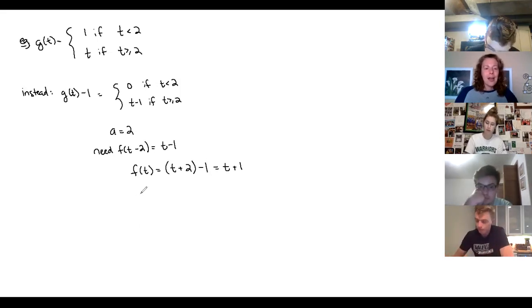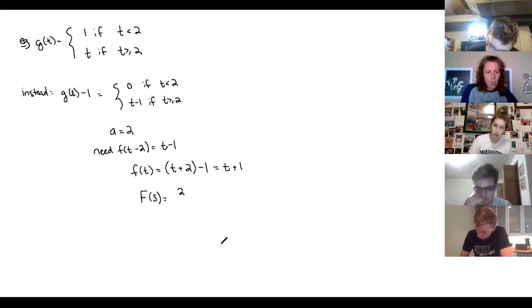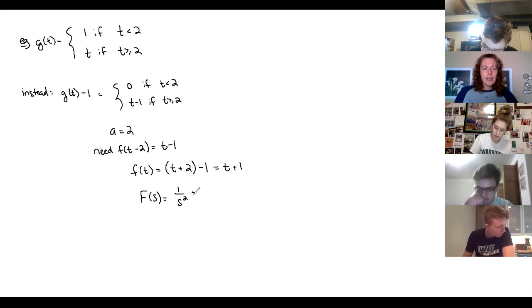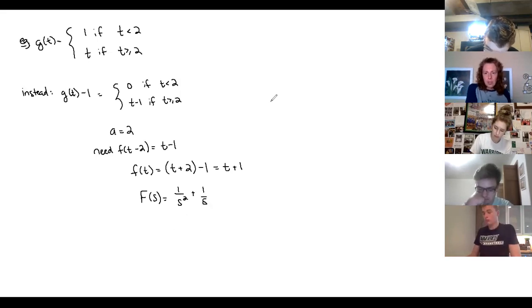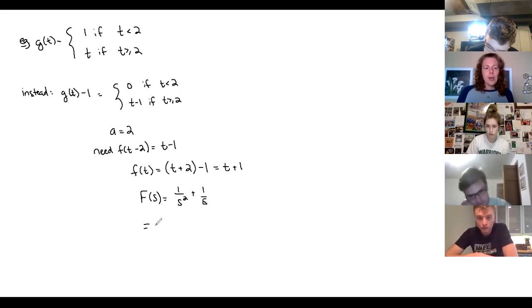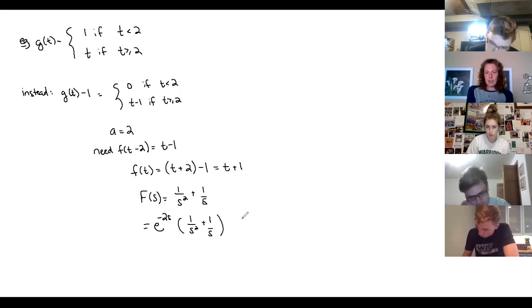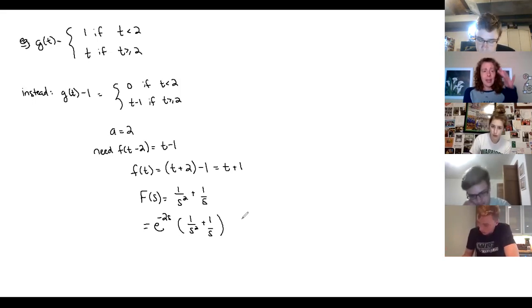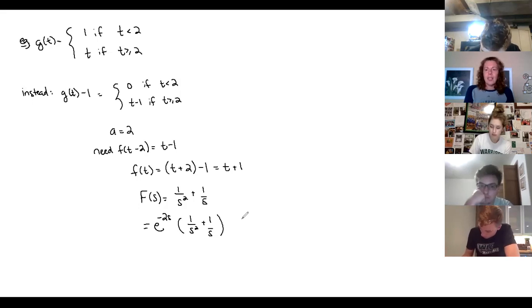I can find my capital F of s. Front of your book, that's going to be 1 over s squared plus 1 over s. And so therefore, if I do my transform, e to the negative 2s times 1 over s squared plus 1 over s. So that's the same as the example that we just did. We got to fix that minus 1 that we had in the beginning, but the last 6 lines should be the same as the previous couple examples that we did.